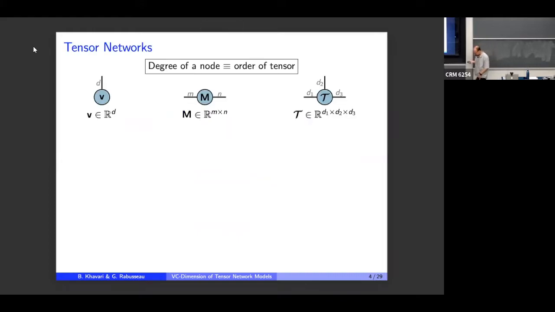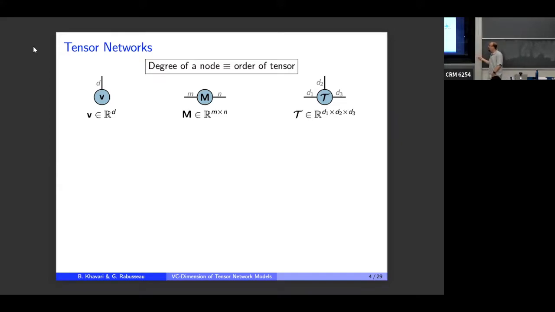So tensor networks, what are they? One way to see them is a graphical, diagrammatic notation to represent operations between tensors. It has been introduced mainly in the quantum physics community, in the 70s, 80s, like Feynman diagrams are related to that. It's sometimes called Penrose notation. And it's really a way to represent complex operations on tensors, basically contractions between tensors, in a graphical way.